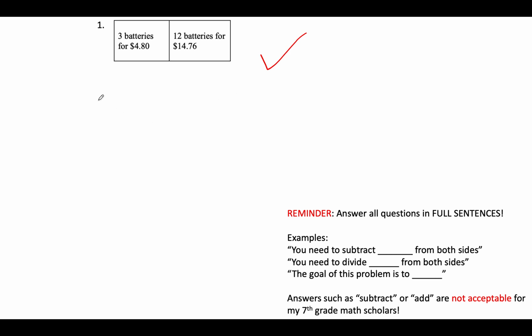We're taking a look at comparing some rates. We want to find out which one of these is going to be a better deal, or which one's going to give us a better bang for our buck. So we're looking at three batteries. Let's call that 3B, three batteries for $4.80, or is 12 batteries for $14.76 going to be a better deal?